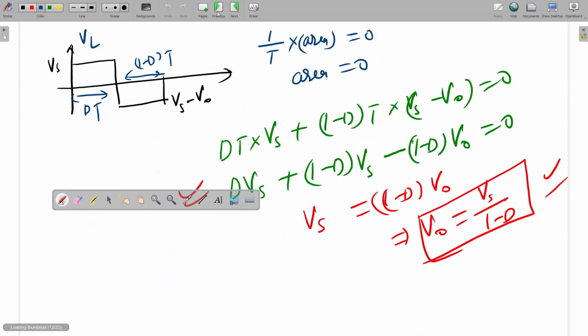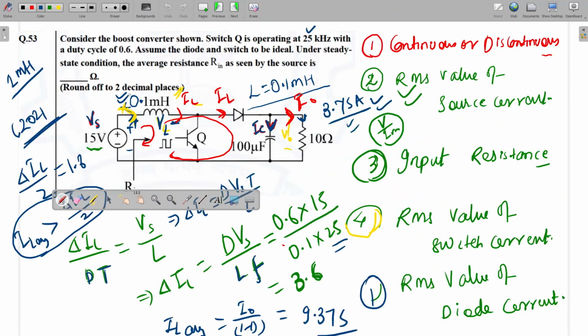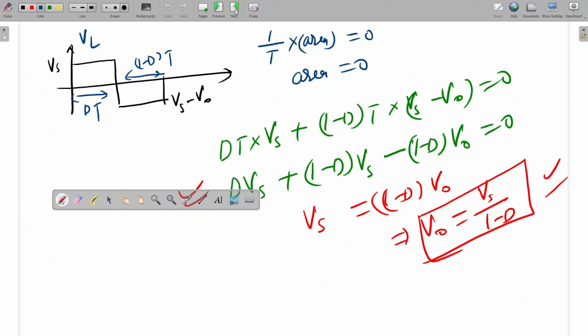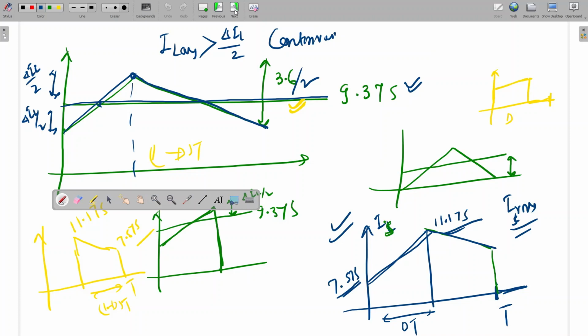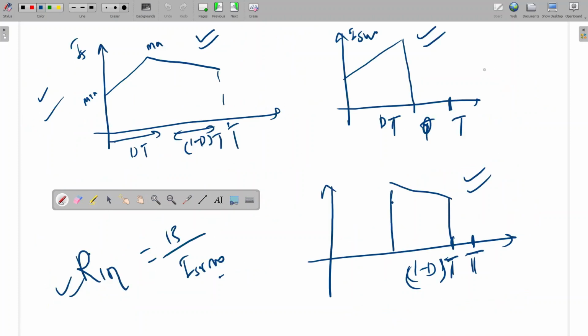What changes have I made compared to the GATE question? Just this 0.1 millihenry I have kept in place of 1 millihenry to make the ripple more. See, if the ripple is less, then this will be a straight line. Due to ripple only, maximum and minimum are coming here. Is it clear?